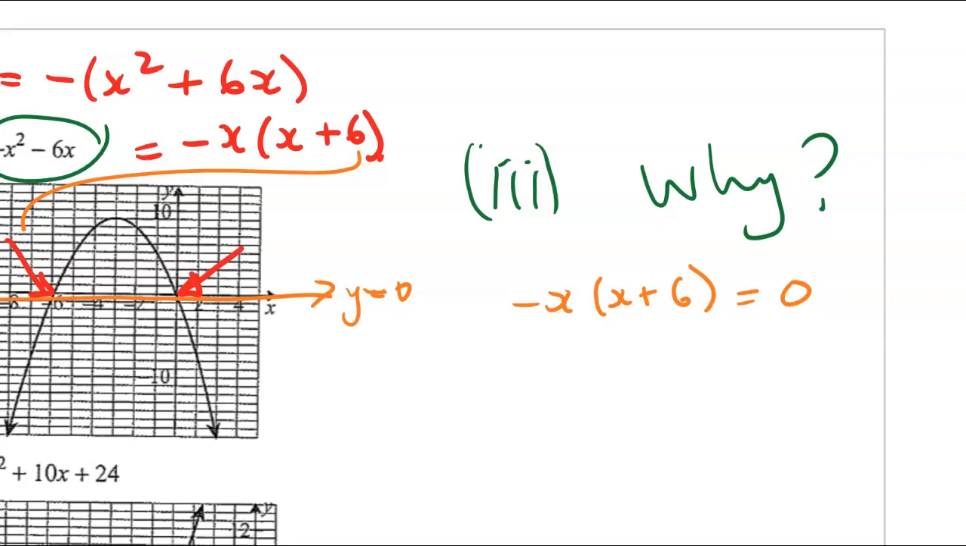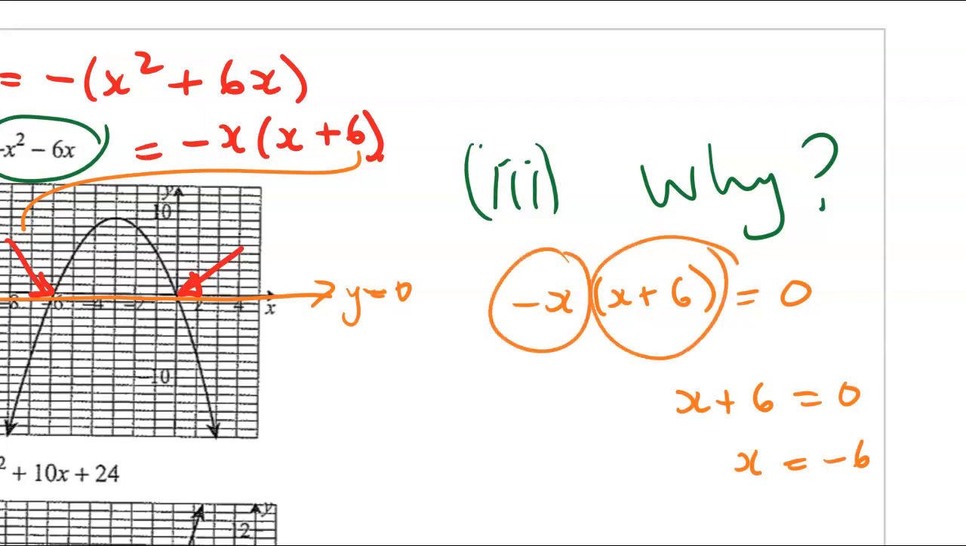So if we solve something equal to 0, then let's say if that was just x plus 6 equals 0, what would x have to be? X would have to be negative 6. And that's why that x-intercept is negative 6, because we're solving that function equal to 0. Now, it's slightly more complex because we've got 2 numbers. You've got this and you've got that solving equal to 0.